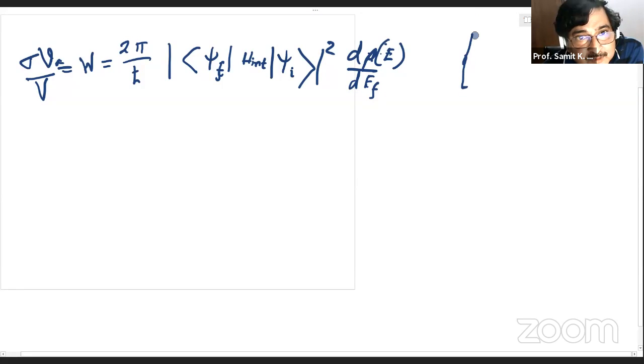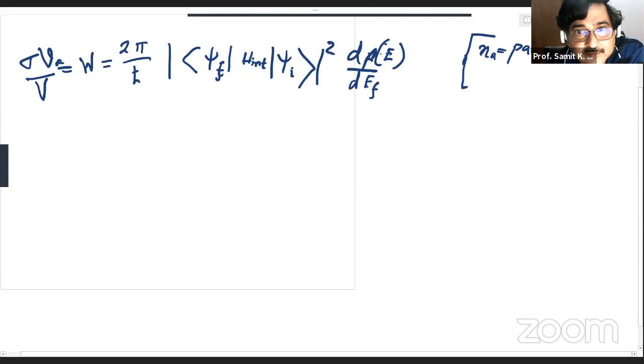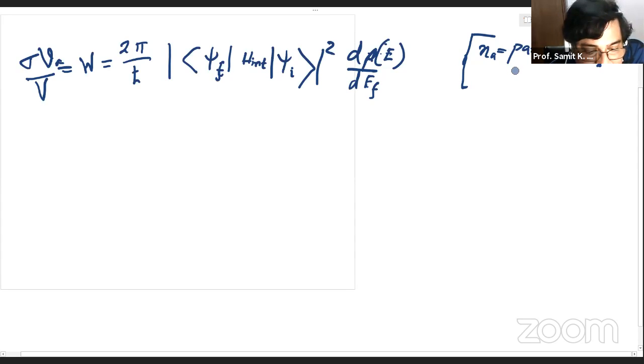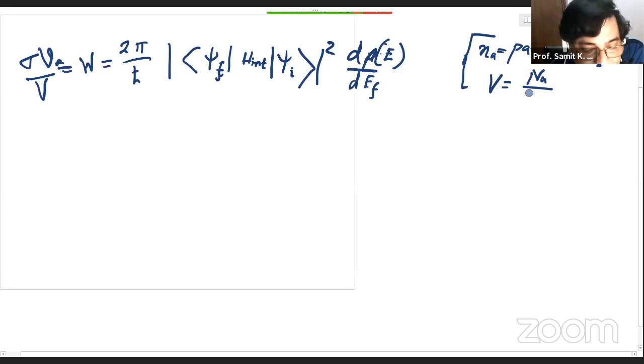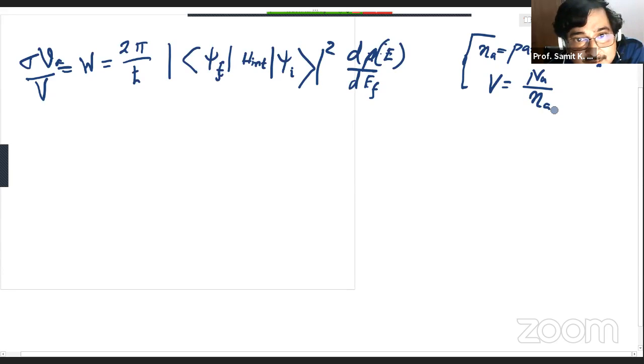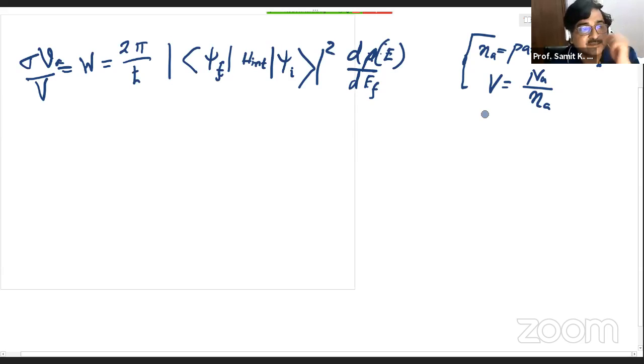We already know that one, because last day I mentioned that if I consider Na as the total number of particles in the projectile, and this is the particle density, then V should be equal to Na, the total number of particles in the projectile, divided by the particle density. So that is the V I mentioned here.